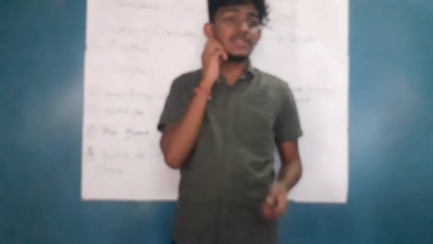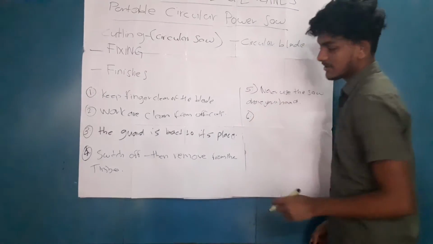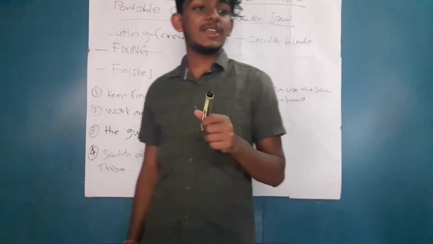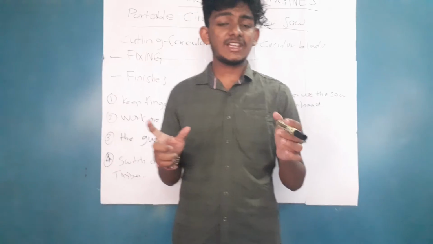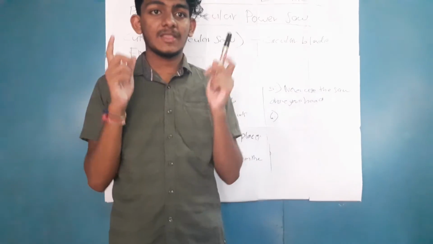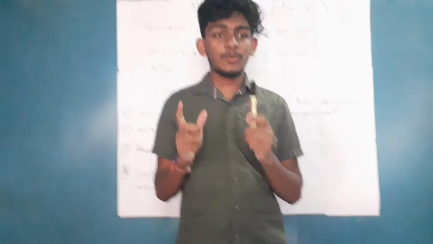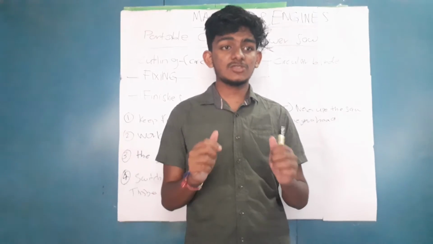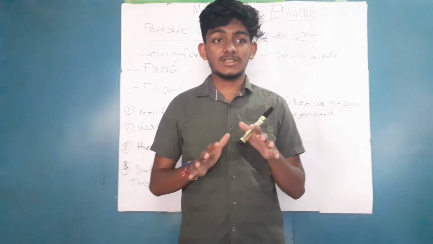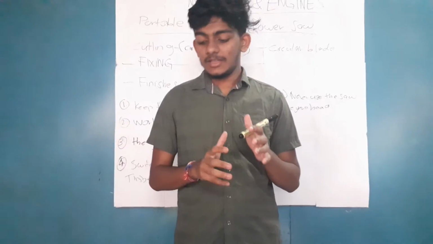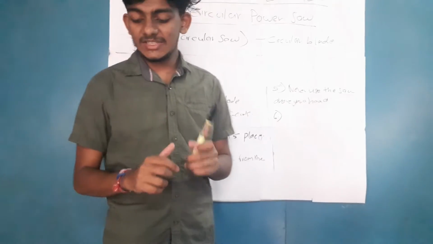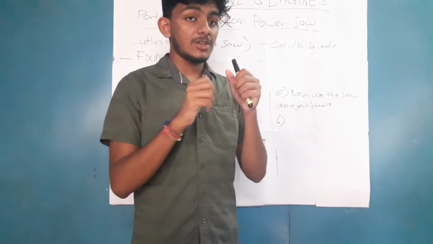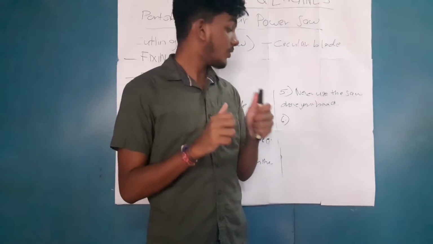Right. Number 6: always wear safety glasses and hearing protection. Hearing protection basically refers to earmuffs. Earmuffs must always be worn when working with circular saws, because circular saws produce extensive noise. It is loud, and to avoid having hearing problems, a person must always wear earmuffs before doing the work.